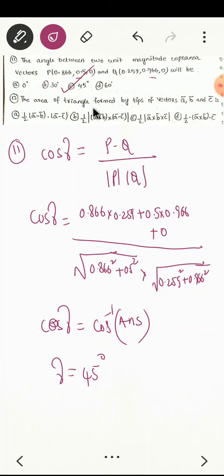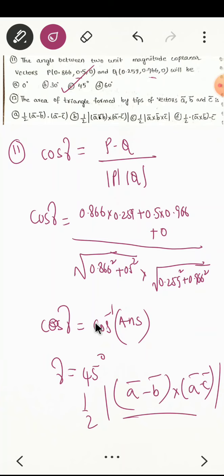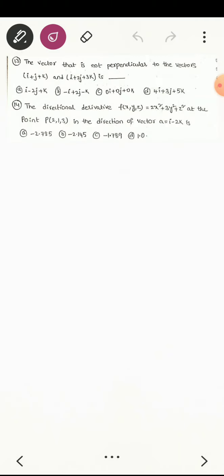So you can tell this directly: the area of the triangle formed by the tips of vectors a bar, b bar, c bar can be written as half into (a bar minus b bar) cross (a bar minus c bar), as we have done in the previous problem. So option B will be the correct option for the given question. Thank you.